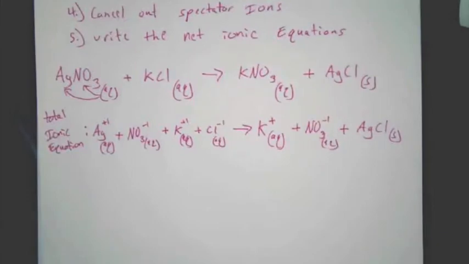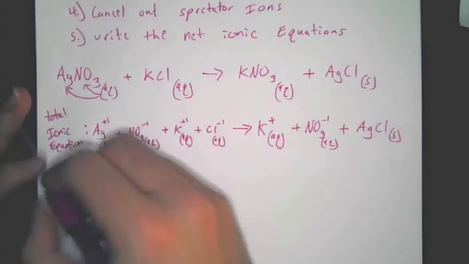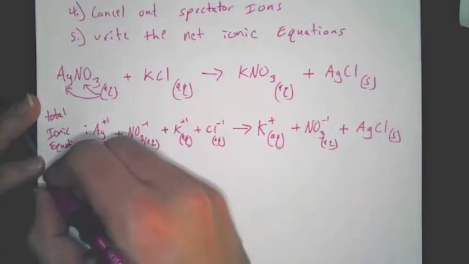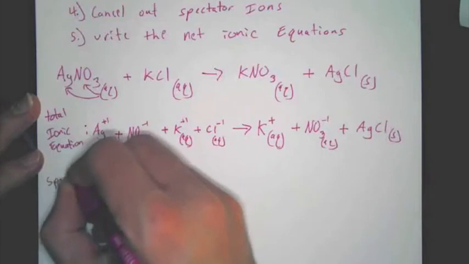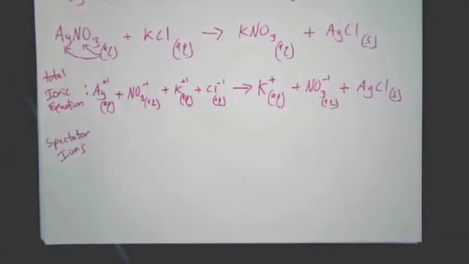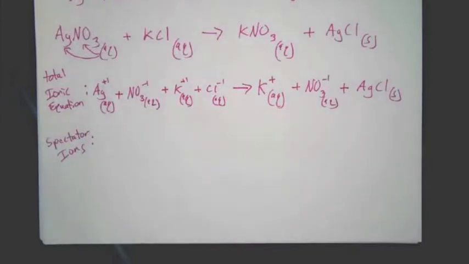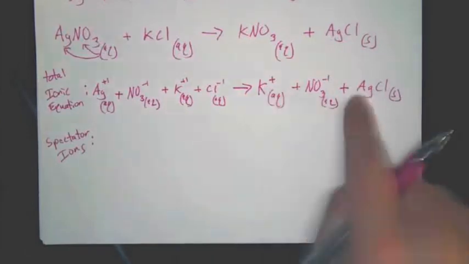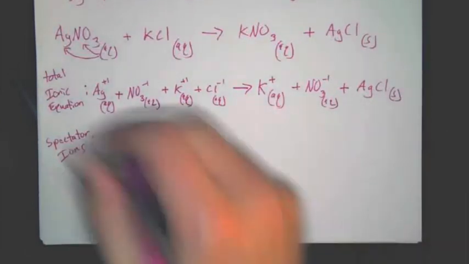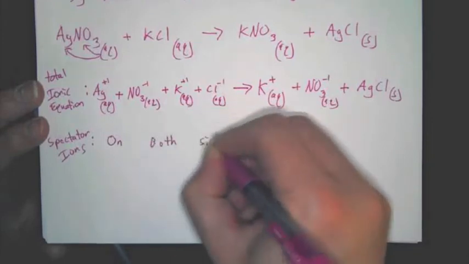So you did all of this stuff. Now, the next step is that we are going to figure out our spectator ions. I'm going to give you a very long description of what a spectator ion is when we're done with this problem. For right now, the really simple version is that you just want to cancel out everything that is the same on both sides of the arrow. You can make a little note: it's on both sides.